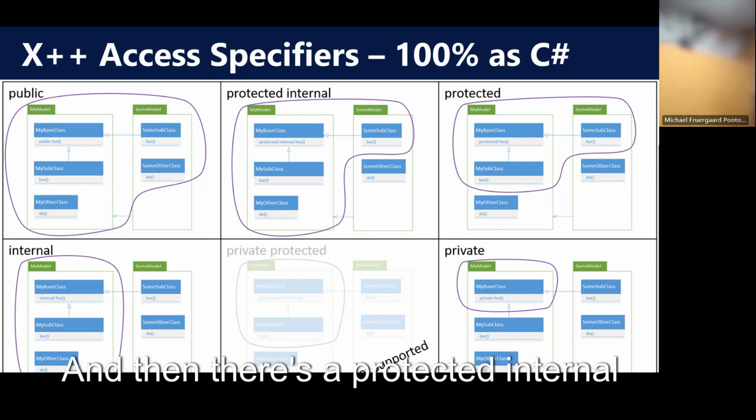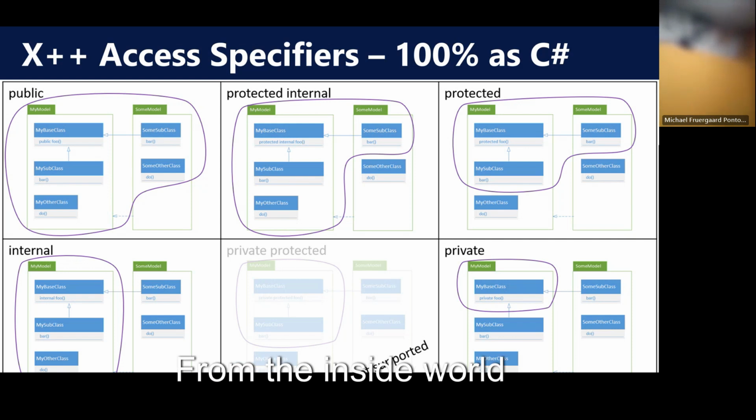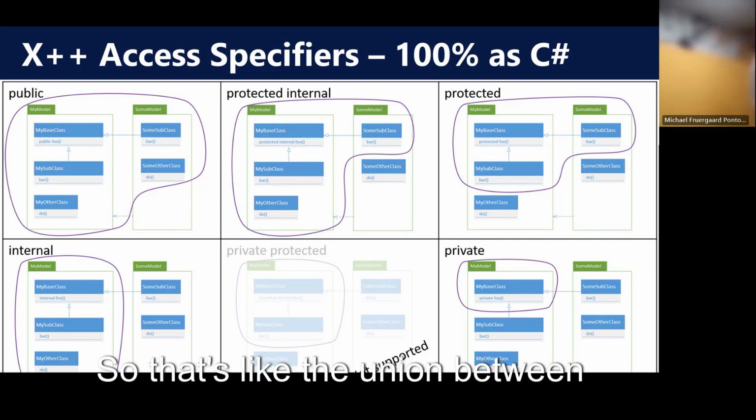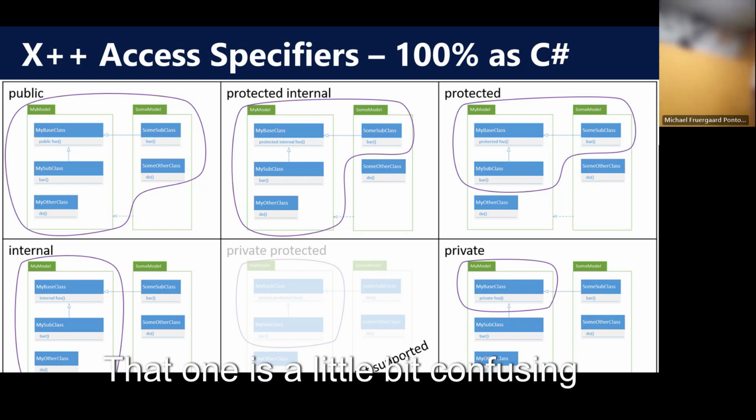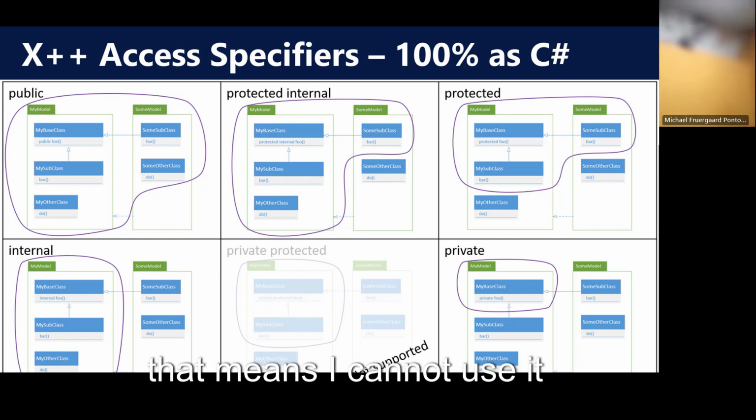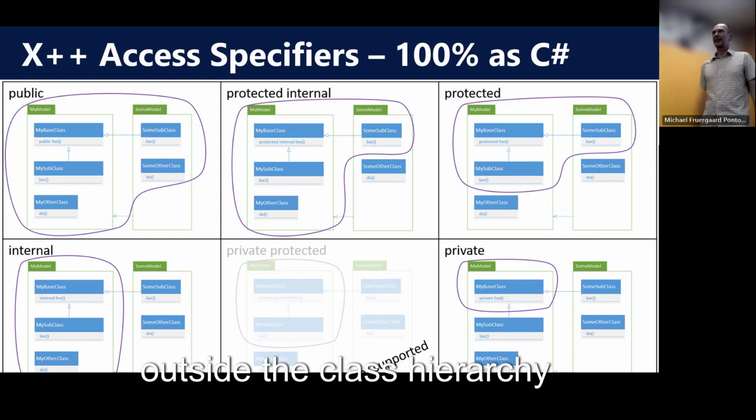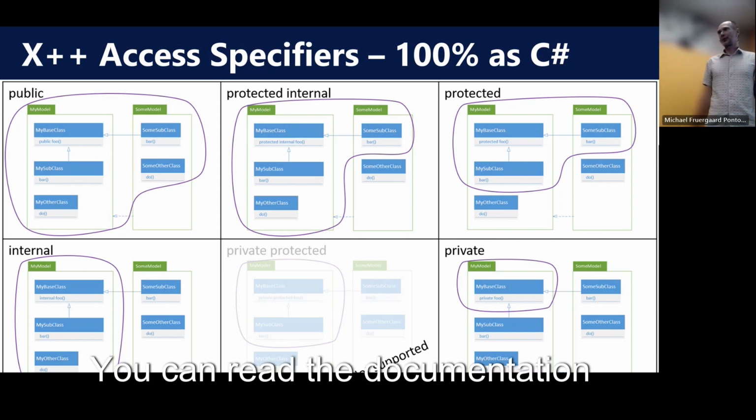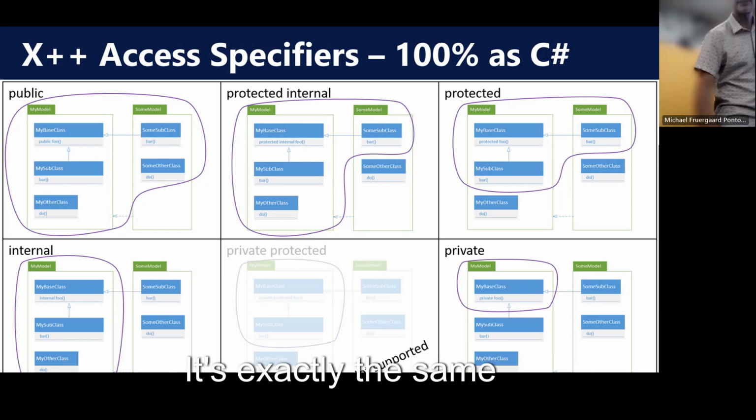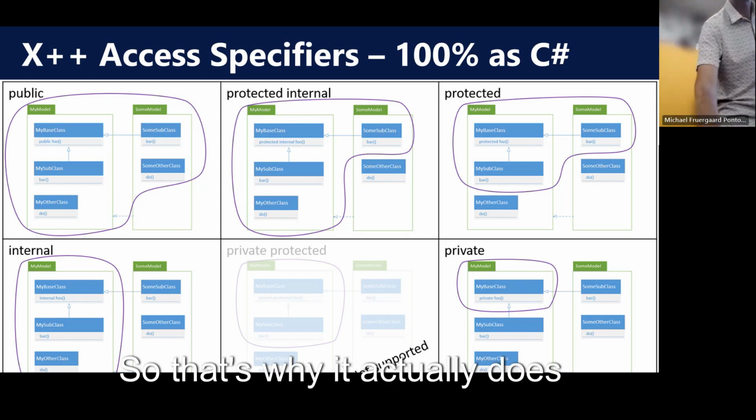And then there's protected internal, which means that from the outside world, it's protected. From the inside world, it's internal. So that's like the union between these two. That one is a little bit confusing. Some customers say, oh, they put internal on, that means I cannot use it. But that's actually not true. It just means it's protected, but we would like to access it outside the class hierarchy. You can read the documentation on C# as well. It's exactly the same. It's also compiled into the same CLR, so that's why it actually does work just like that.